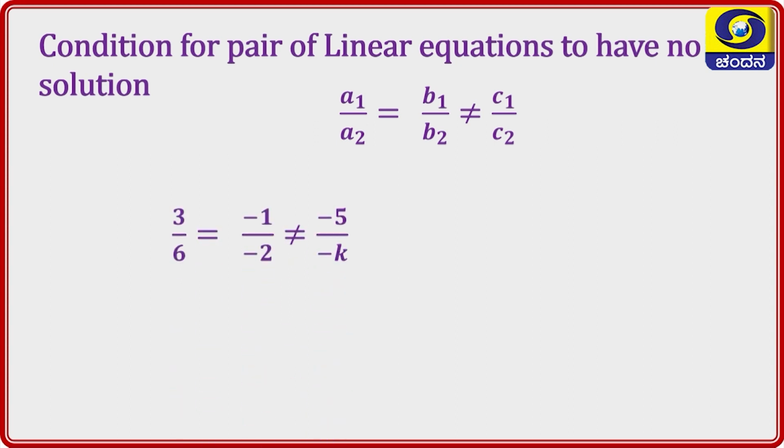So on substituting the values, that is 3 by 6 is equal to minus 1 by minus 2, that is not equal to minus 5 by minus k. Take any two values. Here minus 1 by minus 2 is not equal to minus 5 by minus k. On cancellation of minus signs, we get 1 by 2 is not equal to 5 by k. On cross multiplication, k into 1 is not equal to 2 into 5. Therefore, k is not equal to 10.